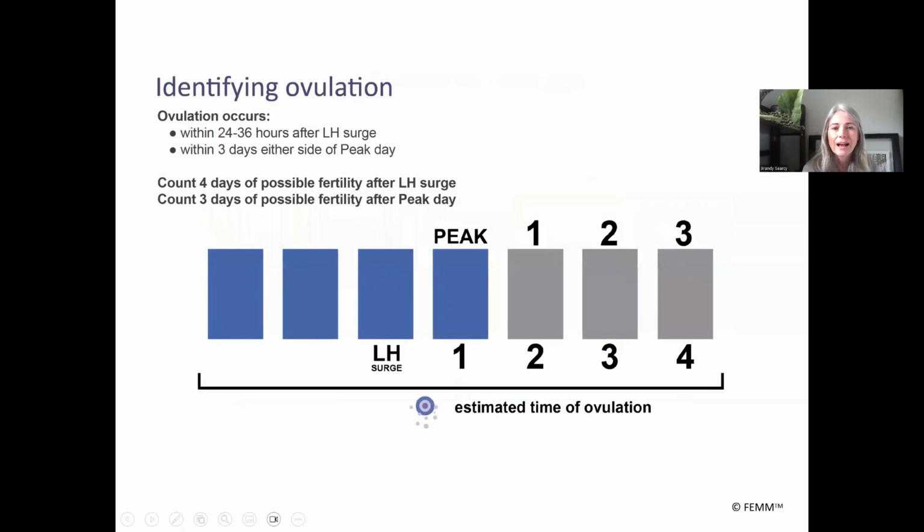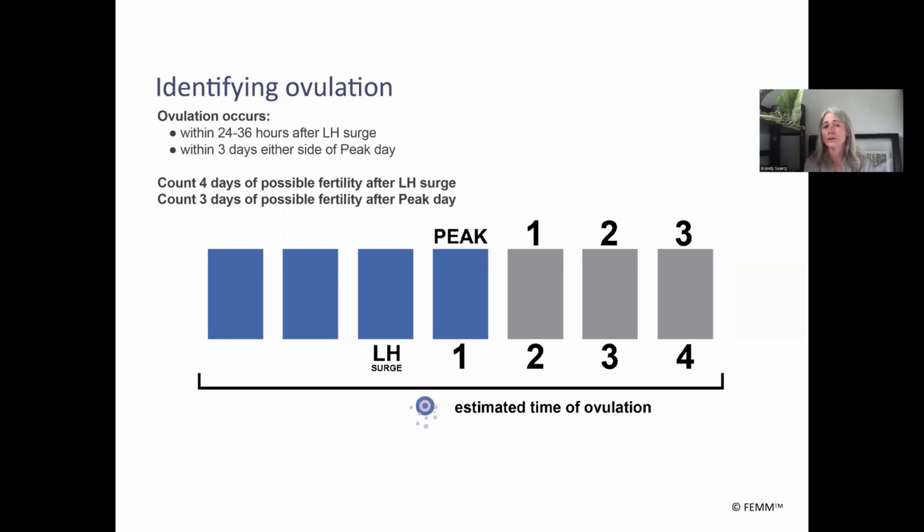Identifying ovulation: how do you identify ovulation? So ovulation typically occurs within 24 to 36 hours after the LH surge. Just know that when it says this is the LH surge in your serum, in your blood, and typically what's in your urine, the LH surge in your urine is delayed, if I recall correctly, by about 6 hours, maybe up to 12 hours.